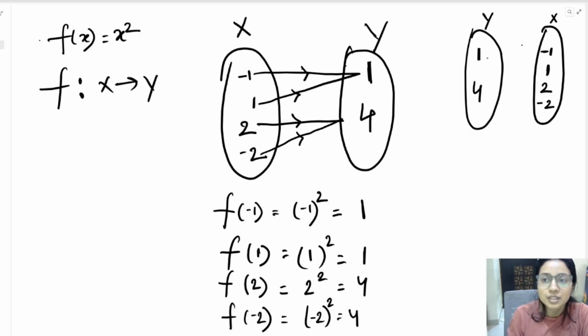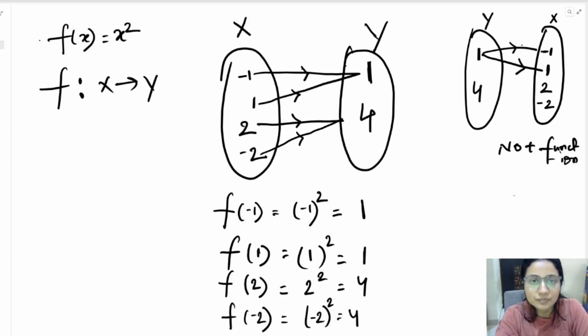Okay, just the reverse way. That means if we take the input as 1, our output will be minus 1, and if we take the input as 1, our output will again be 1. Now as you know, this is not allowed in a function. One input cannot generate two different outputs. So this will not even become a function.